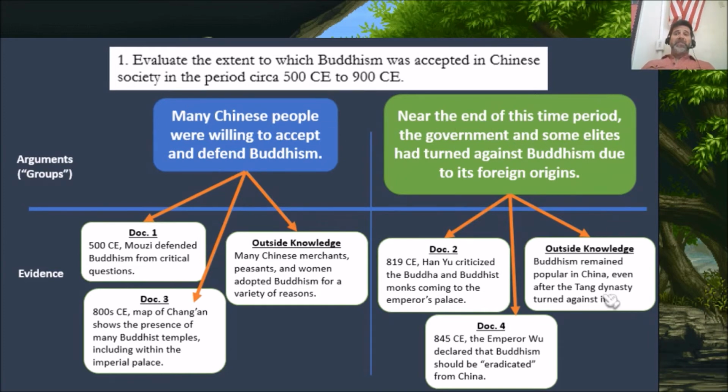And then you could bring in some outside knowledge here too. Even though they tried to eradicate it, Buddhism still remained really popular even after the Tang Dynasty turned against it. It never really went away from China. It was always there as a popular religion. If that's something you happen to know, bring it in, and you can add more depth to show the reality of how much Buddhism had been accepted, even though some elites were turning against it.